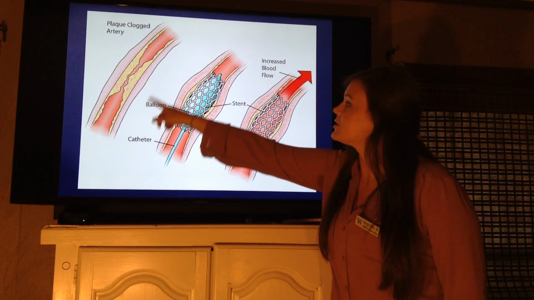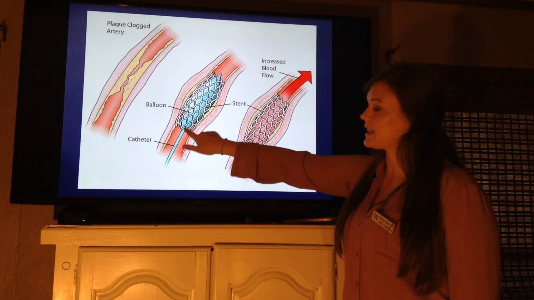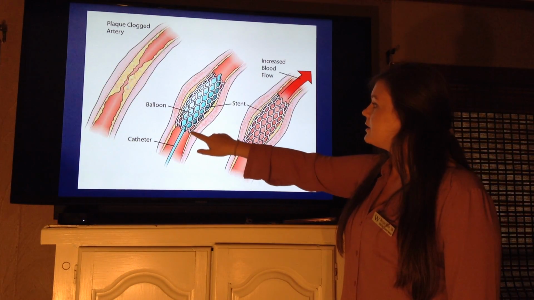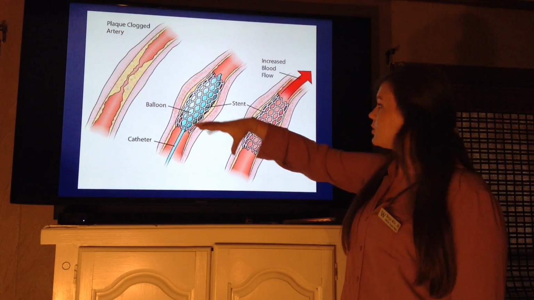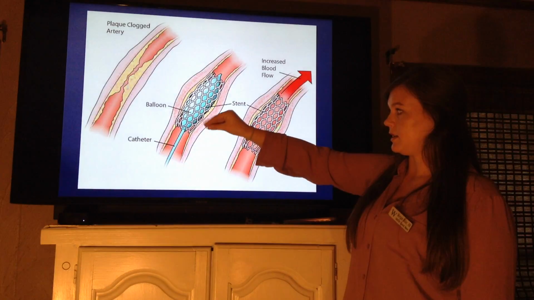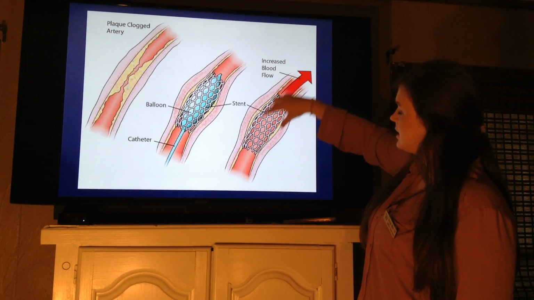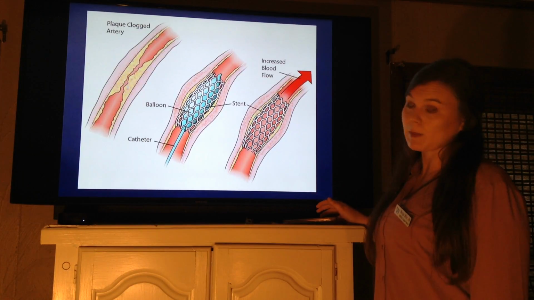Here is your clogged artery, and this is what they go in. This is the catheter that I was talking about. They would go up through your artery with the balloon and the stent around it. They'll blow up the balloon, then deflate the balloon and pull it out, and it will leave this stent. The stent just stays expanded so your blood can flow normally.